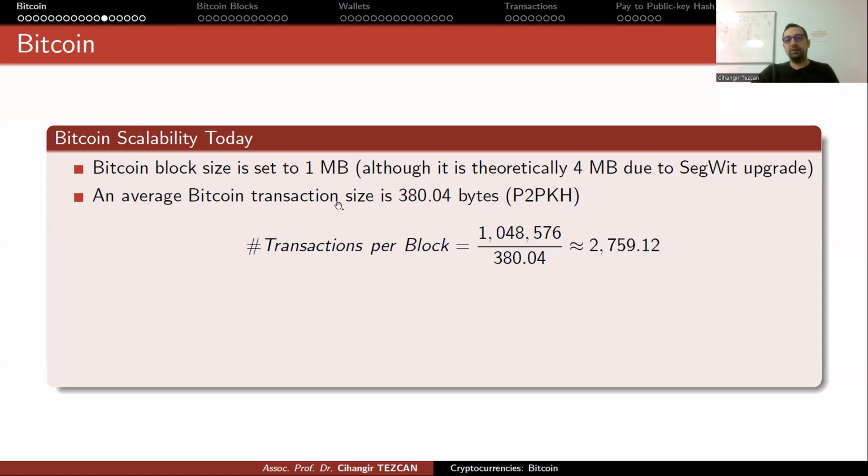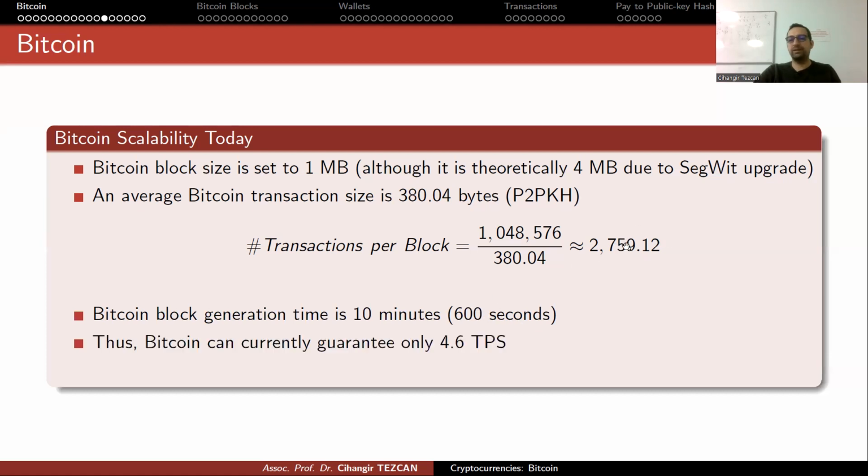So the block size is 1 megabyte, so it is this many bytes, and we are saying that one transaction is around this many bytes. So if you divide it, you can put around 2,760 transactions per block. And a block is written in 10 minutes. So if you divide this number by 600 seconds, you can actually have around 5 transactions per second.